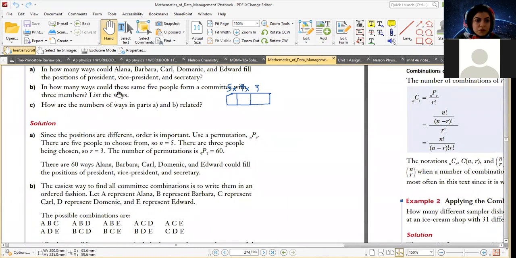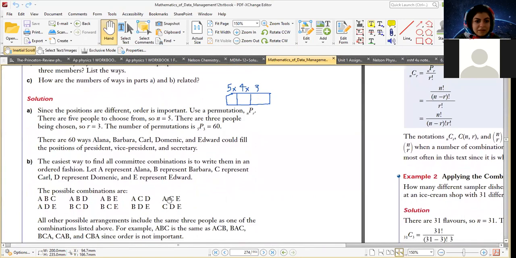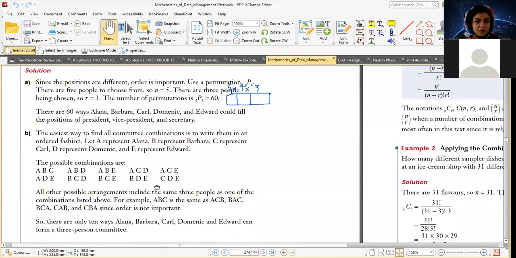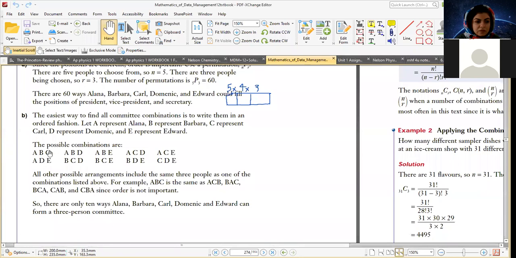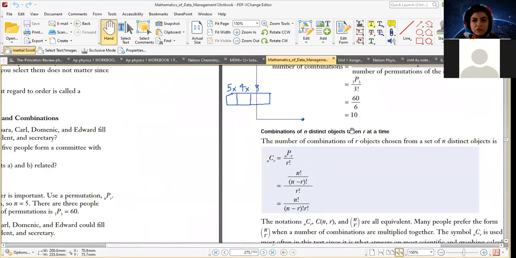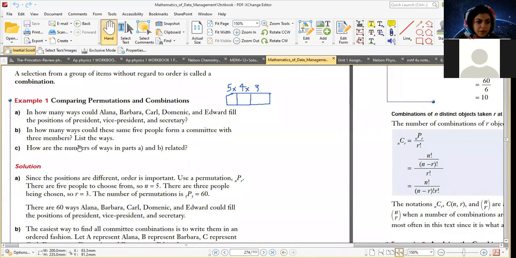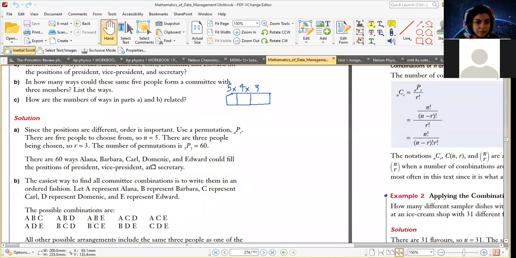Instead, in how many ways could this same 5 people form a committee with 3 members? Basically you don't have to do that by hand in the exam, you just use the formula. How are the members in part C and part B related?